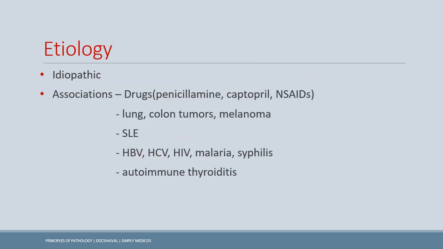The cause of membranous nephropathy is usually idiopathic, but it is associated with drugs like penicillamine, NSAIDs, or ACE inhibitors. Then solid tumors may also be involved, like lung and colon cancers and melanoma. Then the patients with SLE can present with nephritic or nephrotic syndrome, but if they present with nephrotic syndrome, then it's because of membranous nephropathy.